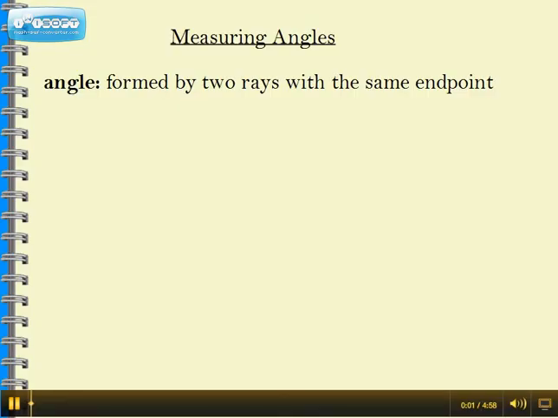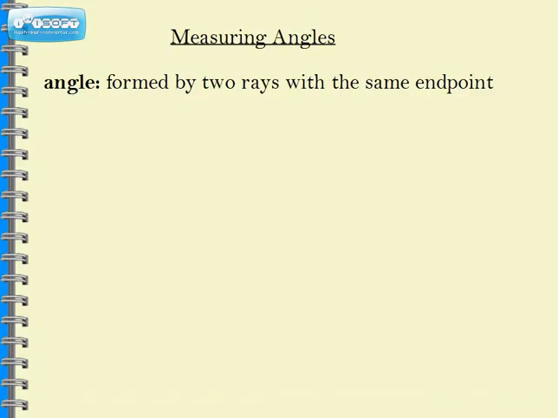Hello, welcome to Chapter 1, Lesson 6, Measuring Angles. Angles, angles, angles. We have one definition here. You'll get more later, don't you worry. An angle is formed by two rays with the same endpoint.